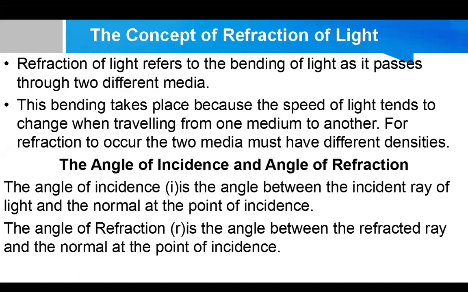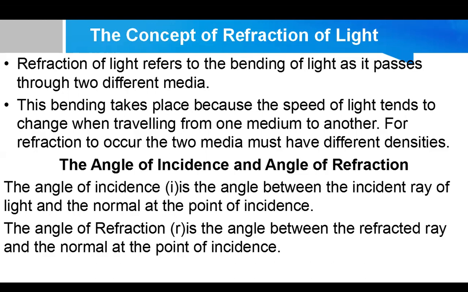This bending takes place because the speed of light tends to change when it's traveling from one medium to another. For refraction to occur, the two media must have different densities. As I said, for example, air and water. Now let's see the angle of incidence and the angle of refraction.